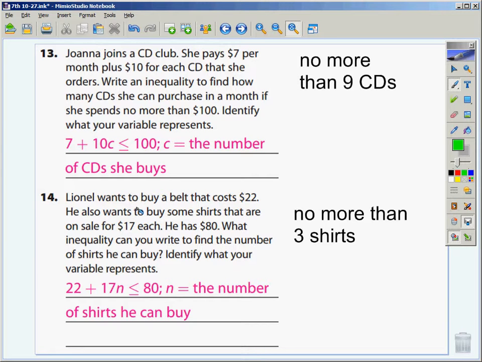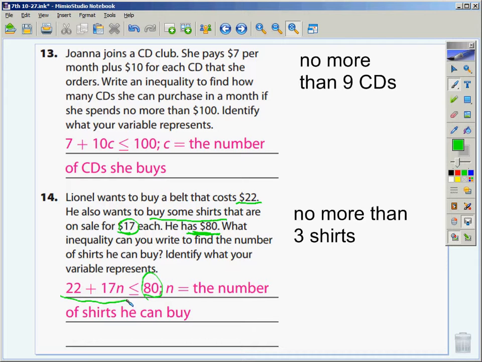Number 14. Lionel wants to buy a belt that costs $22. He also wants to buy some shirts that are on sale for $17. How many shirts does he want to buy? Did they tell me? No. That's going to be my variable. That's why you see 22 plus the 17n. How much money does he have? He has $80. So the 80 is here.